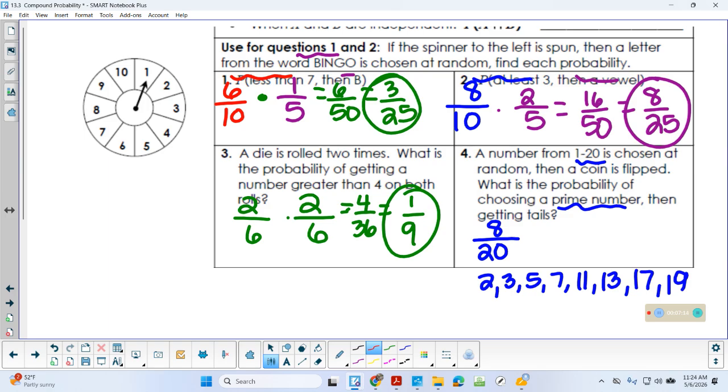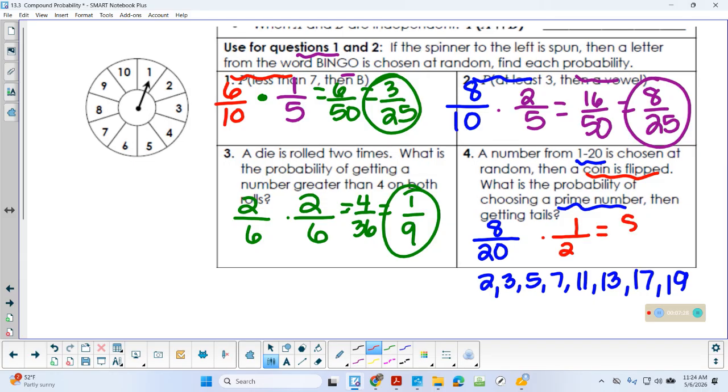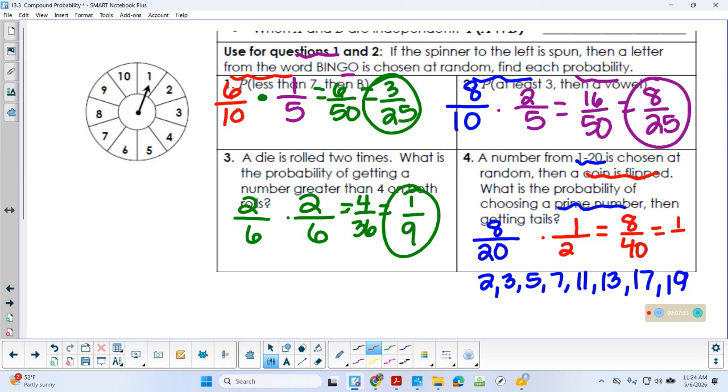Okay, now we're going to do the coin. So your coin is flipped. Well, you just told me you have 2 possible outcomes, heads or tails. So I'm going to put that down. Okay, what's your probability of getting a tails? 1, yeah. Okay, so multiply, we're going to have 8 over 40, which I'm going to reduce to 1 over 5. All right, any questions I can answer for you on that?